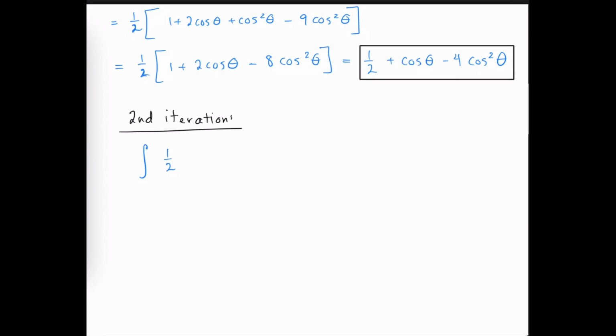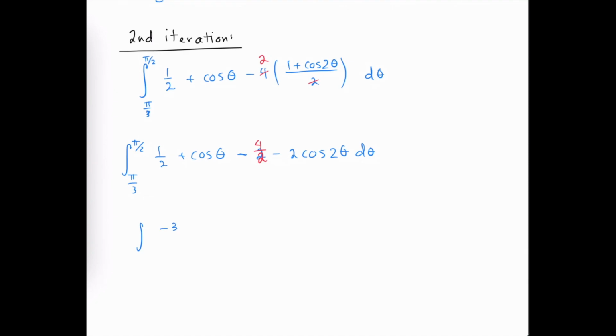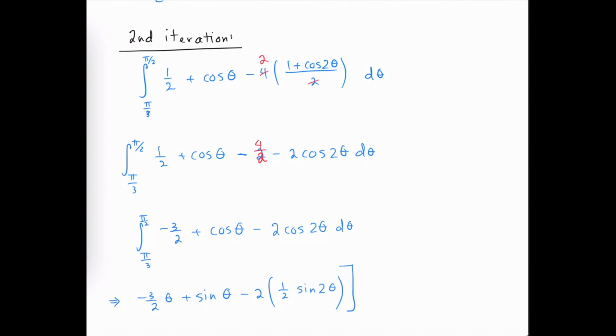And so we have the integral from pi over 3 to pi over 2 of 1/2 plus cos theta minus 4 cos squared theta. Let's go ahead and substitute in for cos squared, which is 1 plus cos 2 theta over 2, and we're integrating with respect to theta. Let's take one more simplify step before we integrate, canceling those 2's and distributing it in, and combining like terms one more time, and now I'm ready to integrate. So we get negative 3/2 theta plus sine theta minus the constant multiple of 2 pulled out, and we get 1/2 sine 2 theta as the integral of that last term, and we're going to evaluate all of this from pi over 3 to pi over 2.